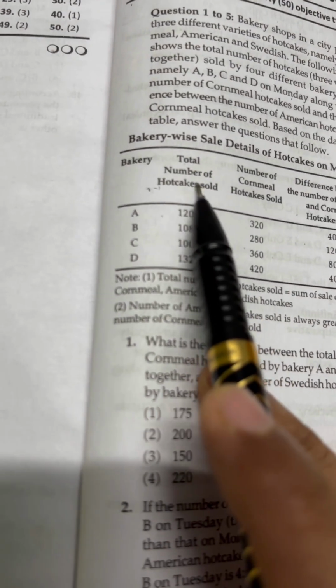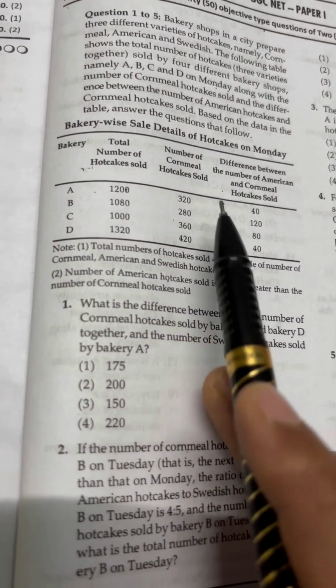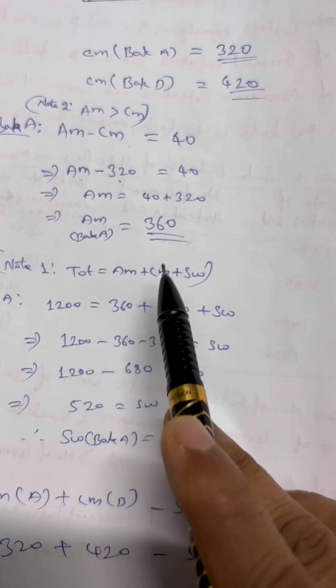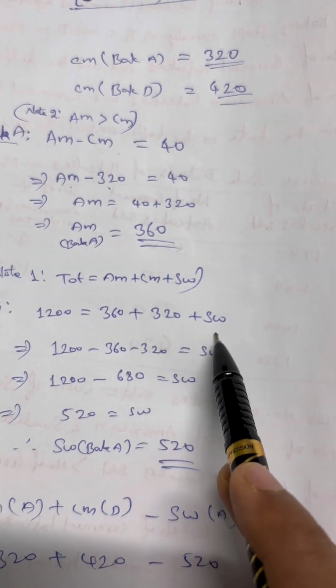Total is 1200. See, the first column they have given: this is the total number of hotcakes used. For bakery A, it is 1200. So 1200 is equal to American plus cornmeal plus Swedish. Based on the difference we have found out, American is 360, plus directly for bakery A cornmeal 320, plus Swedish we have to find out.